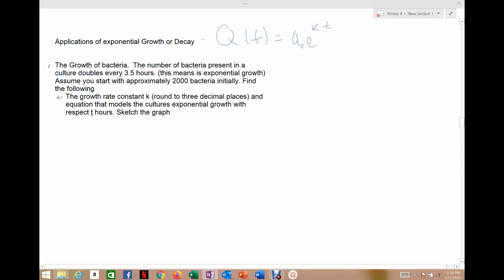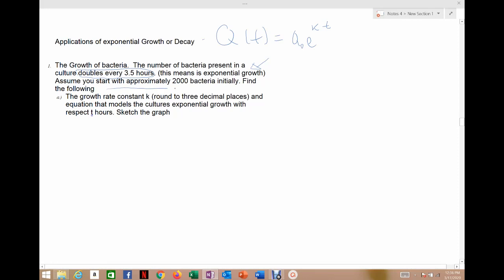You should see kind of a pattern when we do these problems. Alright, so we're going to do examples of exponential decay and exponential growth. So we'll start with exponential growth. Alright, so the first example here is on bacteria, growth of bacteria. The number of bacteria present in a culture doubles every 3.5 hours. Alright, so that's giving me a doubling time, which remember we talked about on the last set of notes. When things double at a certain time period, or triple, or divide by half, that means exponential growth. It's growing at a rate proportional to its size.